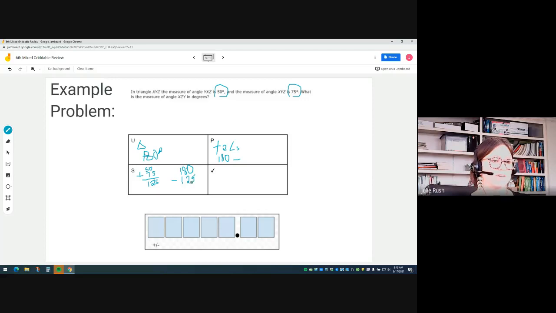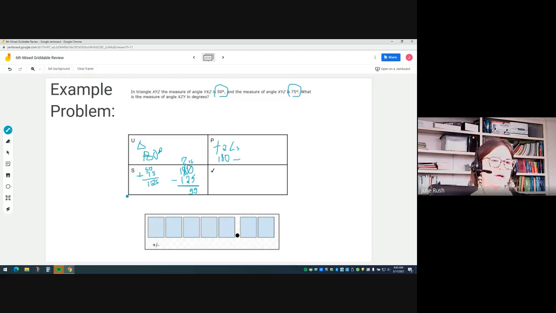I cannot take 5 from 0, so I'm going to regroup and make that a 10. 10 minus 5 gives me 5. 7 minus 2 also gives me 5. And 1 minus 1 gives me 0. So my third angle measure should be 55.